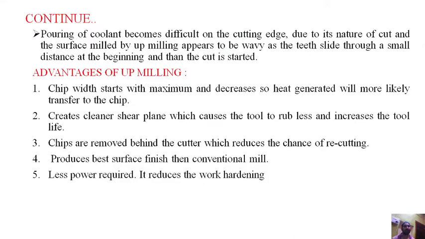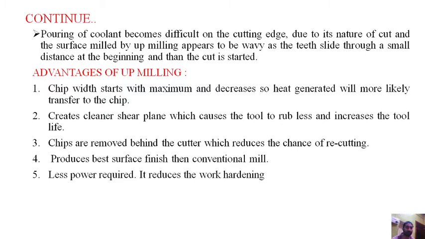So the pouring of coolant becomes difficult. The pouring of coolant in up milling is very difficult because of its nature of cutting. The coolant application to the cutting zone is very difficult in the case of up milling, due to its nature of cut, and the surface milled by up milling appears to be wavy. The surface is not smooth. It has a wavy look, because of the cutting forces, as the tooth slides through a small distance at the beginning, and then the cut starts.